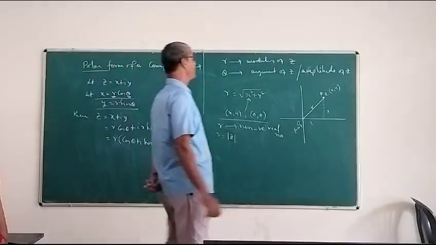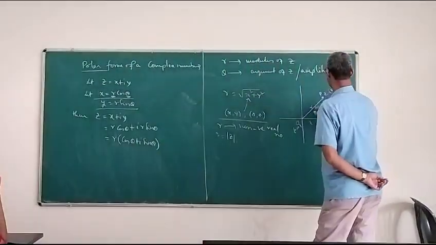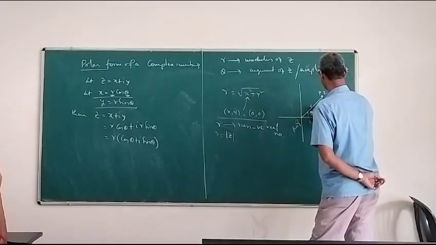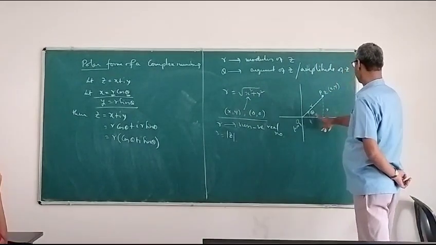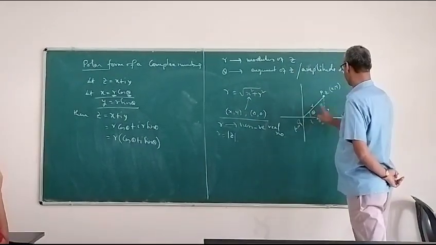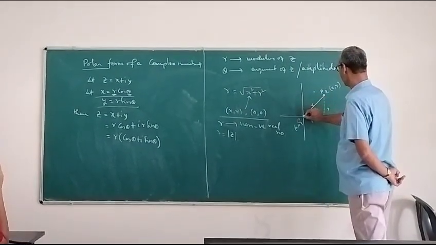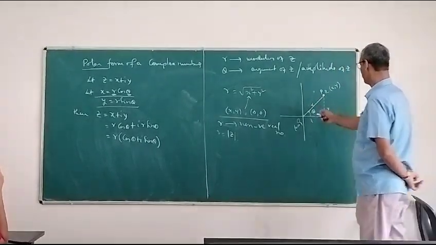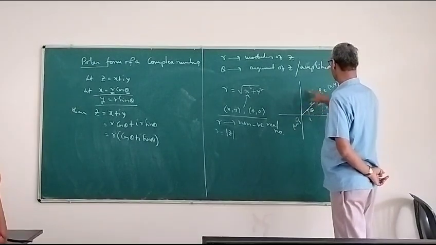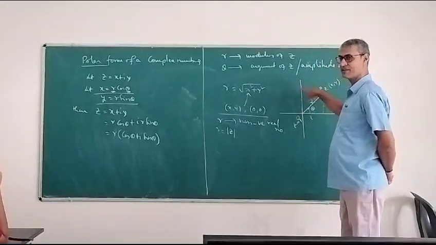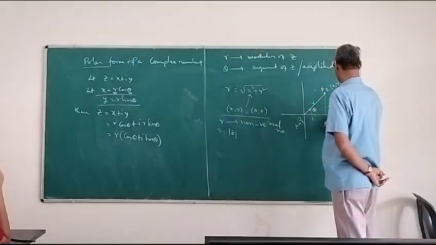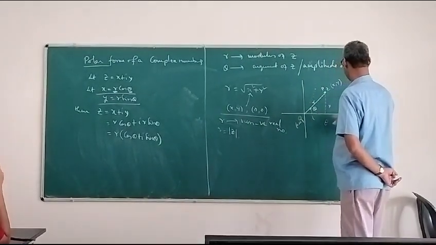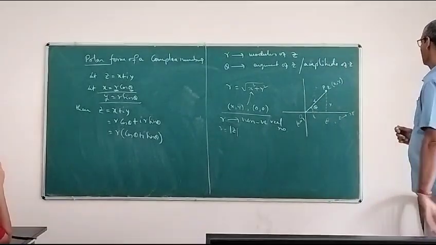If we plot a complex number in the Argand plane, this angular measure, which I call theta, is the argument of z. So if we take different positions of z, you will get different values of theta. So theta lies between 0 and twice pi. Within these two, we have the values of theta.